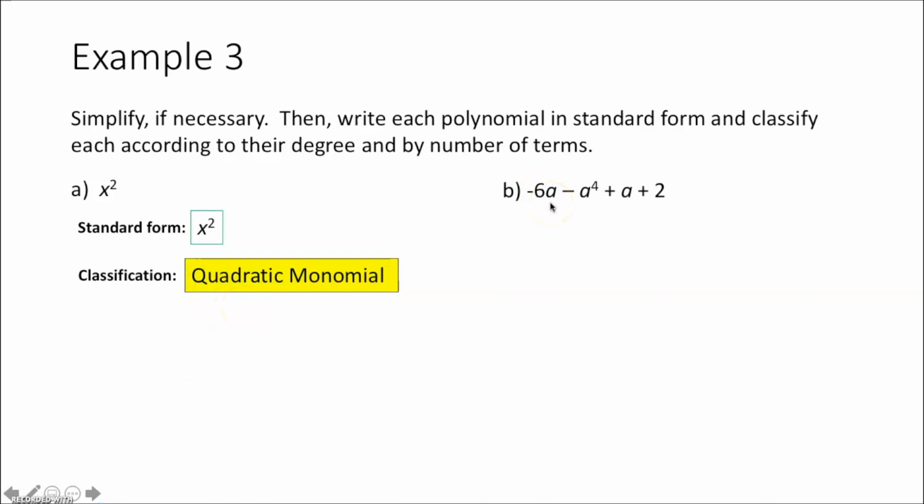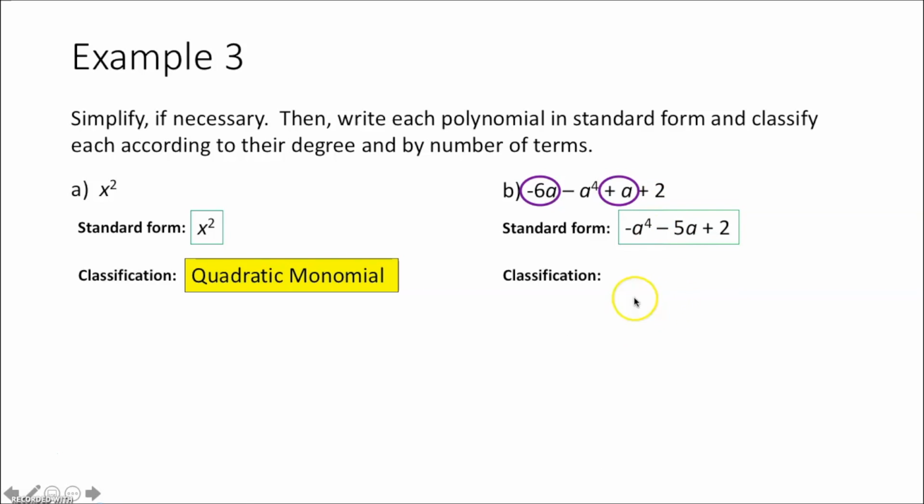Here, again, we need to write it in standard form first. So we go from greatest degree to least degree. We also need to combine like terms, right? This negative 6a and this a to the 1st are technically like terms. They're the same variable with the same degree. So we can combine those. What's negative 6a plus 1a? That's going to be negative 5a. So this becomes negative a to the fourth minus 5a plus 2.